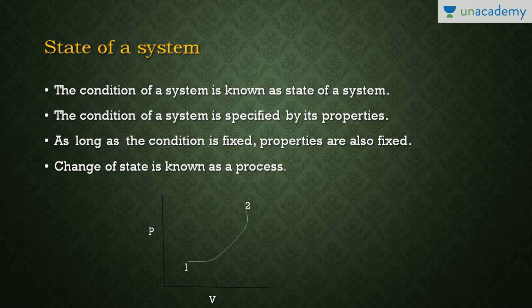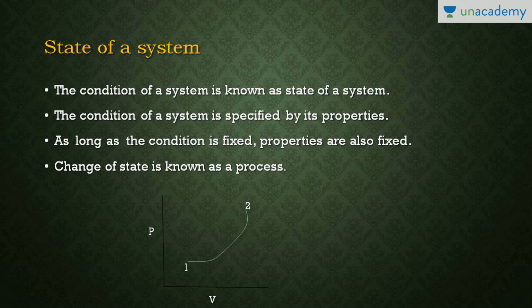So keep in mind, properties are point functions. Properties will not depend on the path. For example, there is a path from 1 to 2. The values of P1, V1 will remain the same. The values of P2, V2 will remain the same. If you imagine there is another path from 1 to 2, similarly, the value at point 1 and the value at point 2 will remain the same.